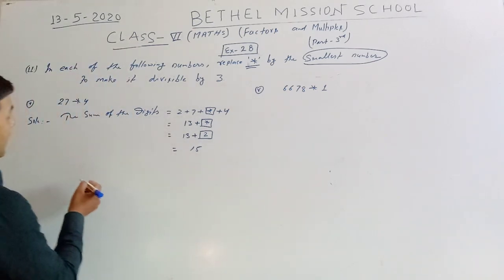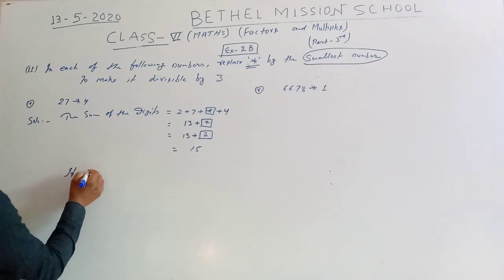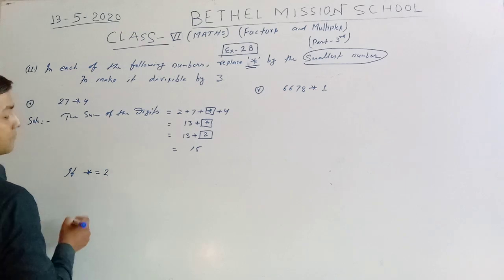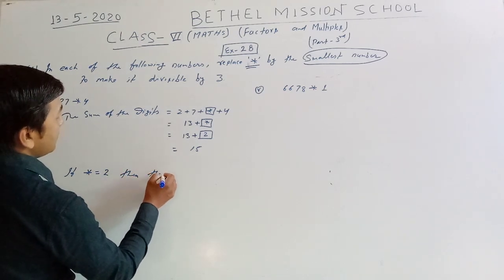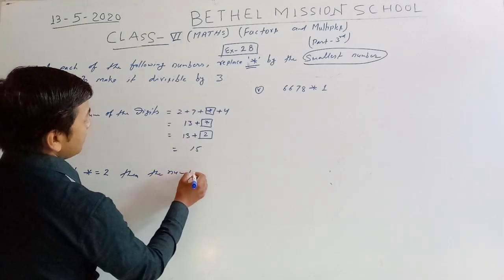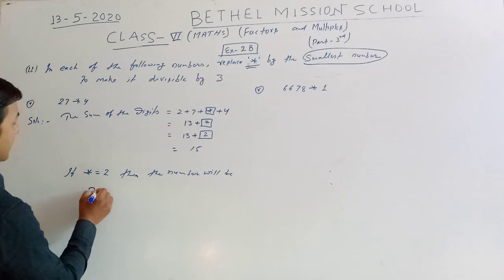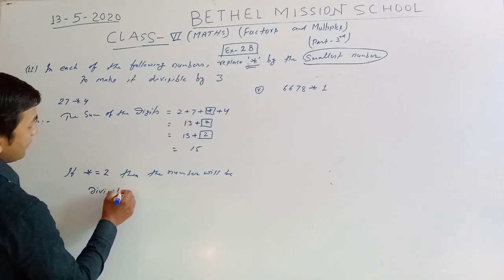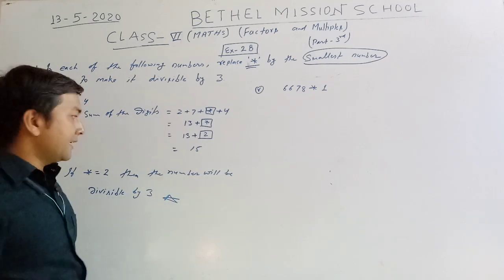So, at last you have to write: if star equals 2, then the number will be divisible by 3. Then the answer is 2.